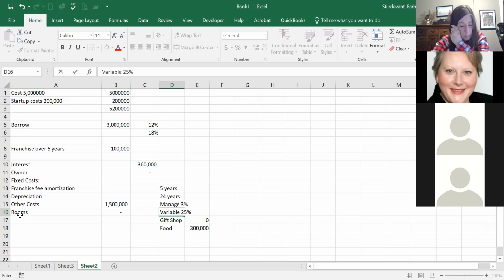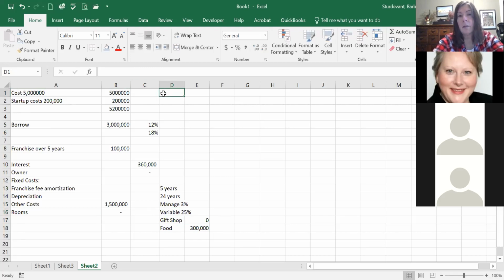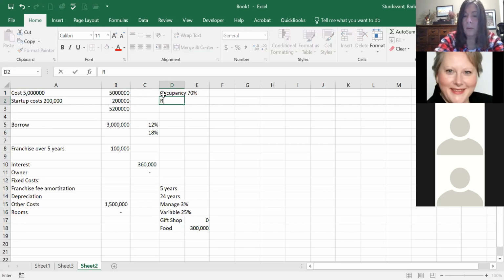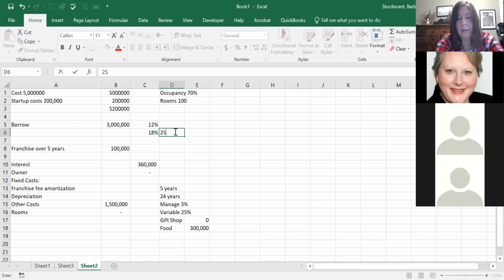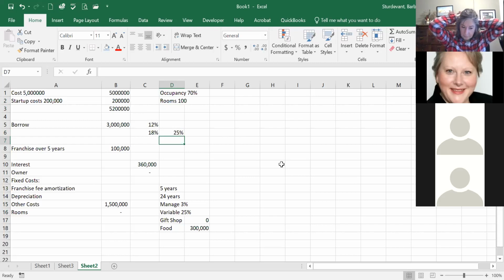Okay. We have occupancy of 70%. And we have 100 rooms. Should have put that in first. And then the last piece of information we have is that the owner has a 25% tax bracket. Okay. So all I did was put in the information that I have. I haven't done any calculations whatsoever, except I added this up. Okay, I added that up. All right, so let's go take care of the bank.